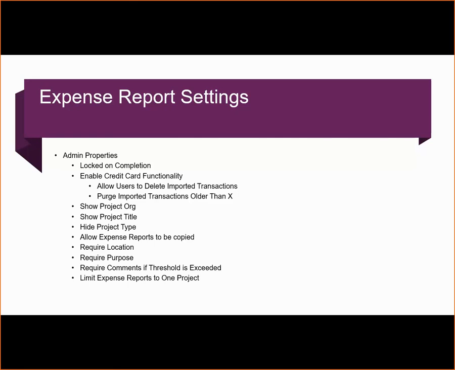Require location and require purpose. Typically the required purpose, the DCA likes to have that on there because you can explain why these expenses occurred and satisfy their need for the purpose of the trip or the expense.